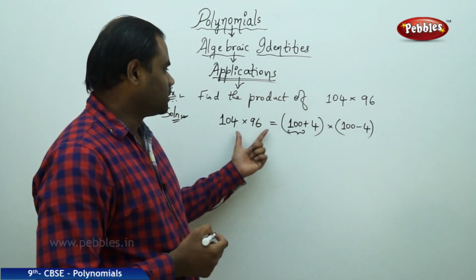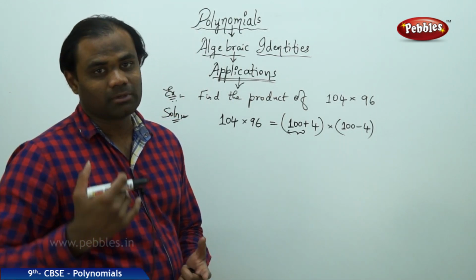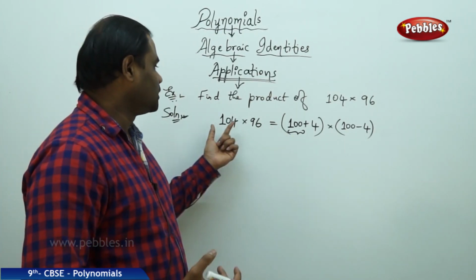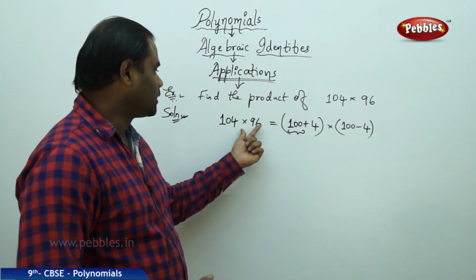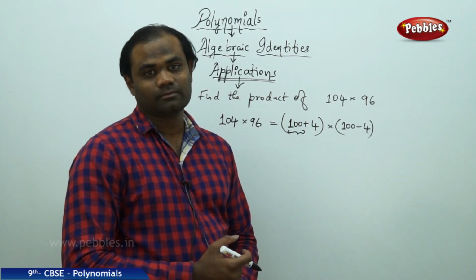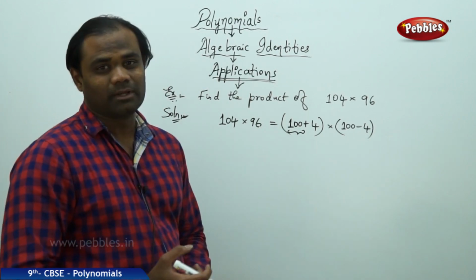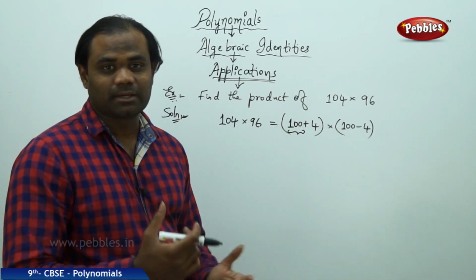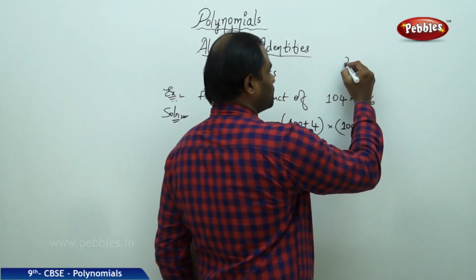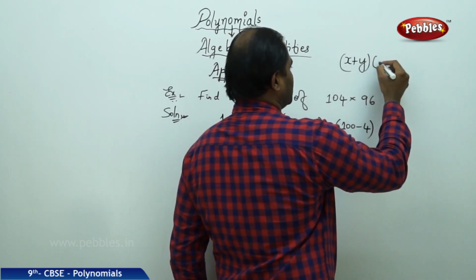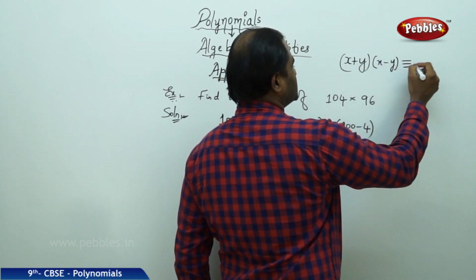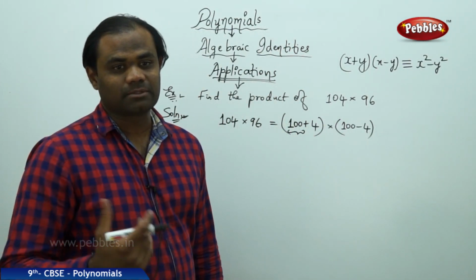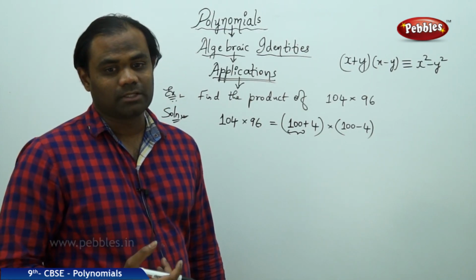So 96 can be written as 4 units short, or 4 numbers short of 100, and 104 is 4 numbers ahead of 100. Therefore, 104 is 100 plus 4 and 96 is 100 minus 4. The reason behind writing in this form is that we see this in the form x plus y times x minus y. We all know that x plus y times x minus y is identically equal to x square minus y square, or a plus b times a minus b is a square minus b square.